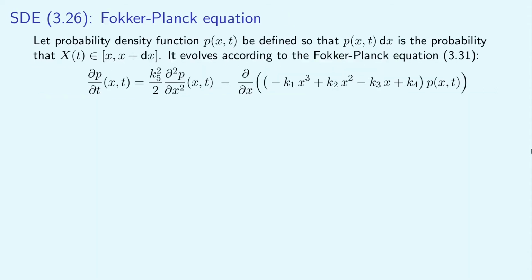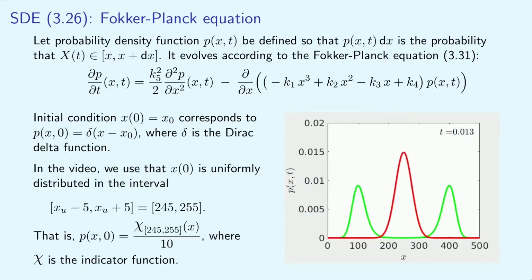To further illustrate this separation of timescales, we can also study the time evolution of the probability density function. It satisfies the Fokker-Planck equation 3.31, which I have written here for our choice of coefficients f and g. To solve it, we need to specify an initial condition. Initial condition x0 equal to a given value corresponds to the initial condition for p given in terms of the Dirac delta function. In this video, I have chosen my initial condition to be uniformly distributed in a small interval around the unstable steady state 250.